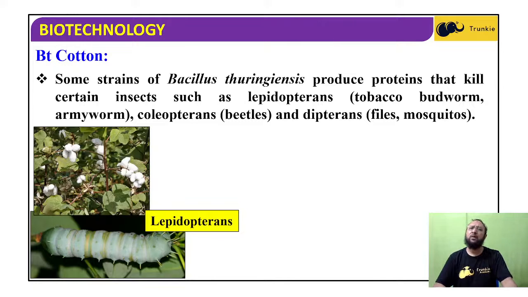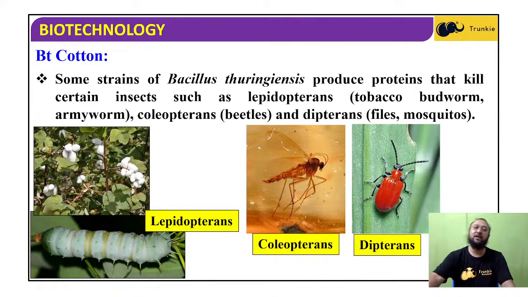Lepidopterans are one group of insects, in the arthropods: tobacco budworm, armyworm; coleopterans, beetles; and dipterans, flies and mosquitoes. So some strains of Bacillus thuringiensis produce a kind of protein that kills certain insects, such as Lepidopterans, for example tobacco budworm or armyworm, coleopterans, beetles, and dipterans, flies and mosquitoes. So these are the types of insects that are easily killed by the toxic proteins that are produced by Bacillus thuringiensis.